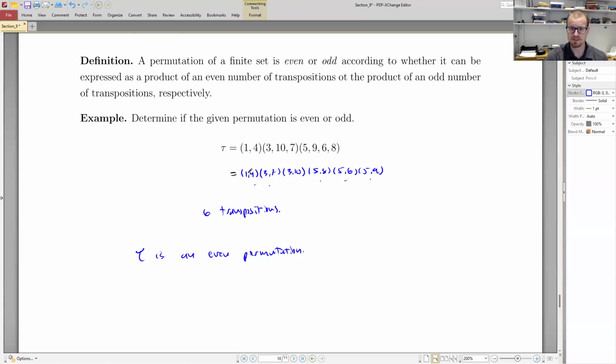Excellent. Double check that. That stayed the same. 3 to 7, 3 to 10, 5 to 9, 5 to 6, 5 to 8, 1, 2, 3, 4, 5, 6. Make sure I didn't do something silly in my counting. All right, excellent. So tau is an even permutation. We're all set. That's all that they were looking for there.